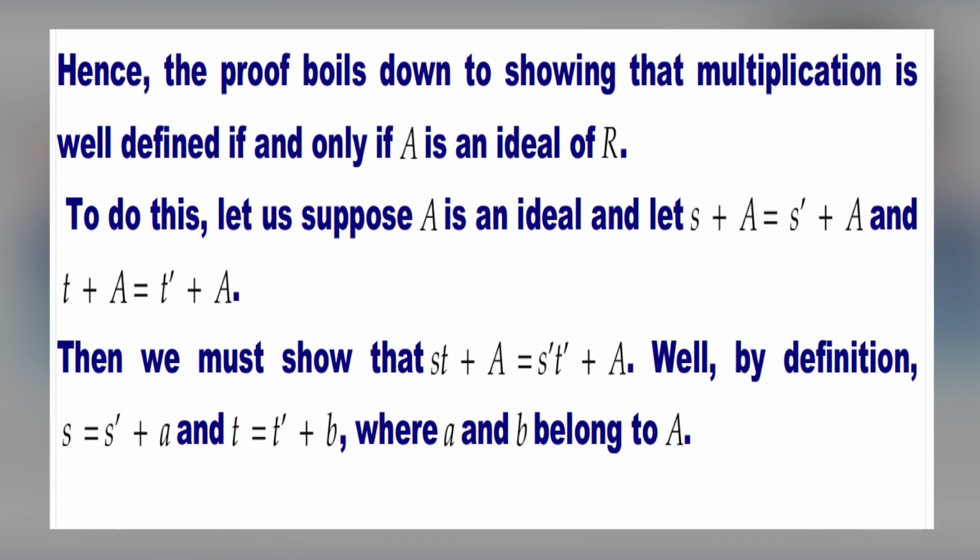To do this, let us suppose A is an ideal and let s + A = s' + A and t + A = t' + A. Then we must show that st + A = s't' + A. Well, by definition, s = s' + a and t = t' + b, where a and b belong to A.